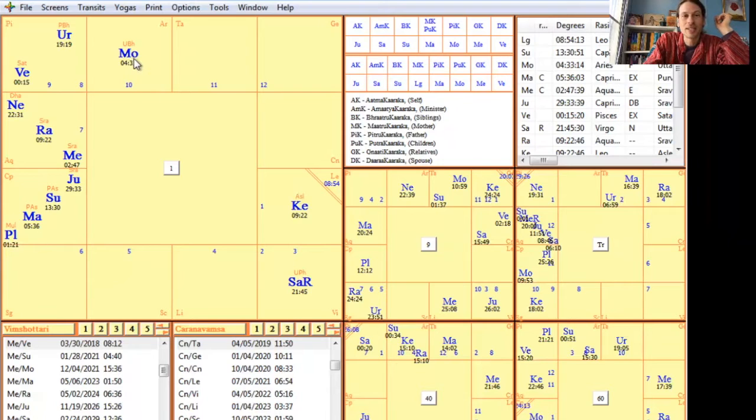Pluto is aspecting Mars. This is just so fascinating. The fact that Pluto is here in the stellium and is also squaring with Mars is speaking to the fact that this is another crypto hidden underworld currency.